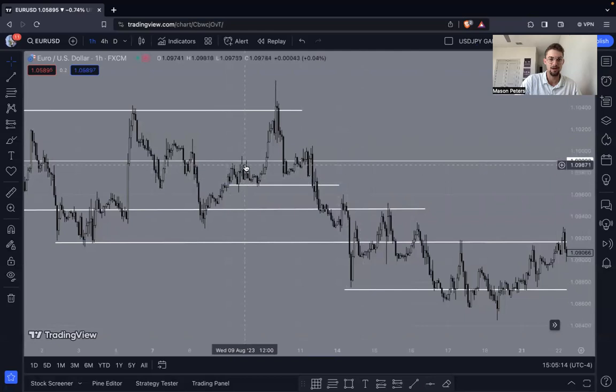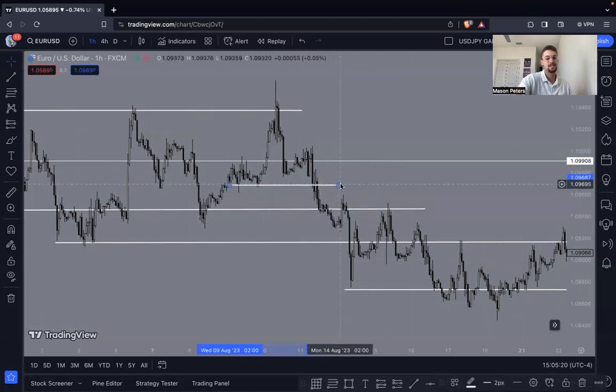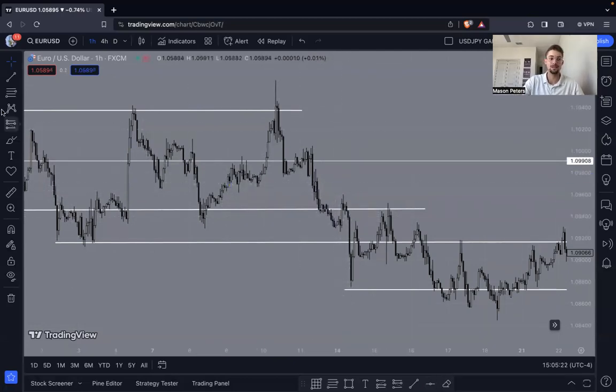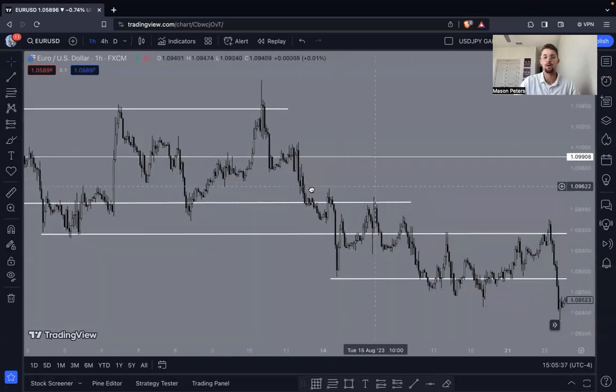See, price trades above, trades below, and then comes back and then revisits and then sells off. There it is, right? Look at this. Support. See that? Was a support here, traded through it, comes back through it again, and then hits it one more time before going higher. So there's support and resistance everywhere in the market.